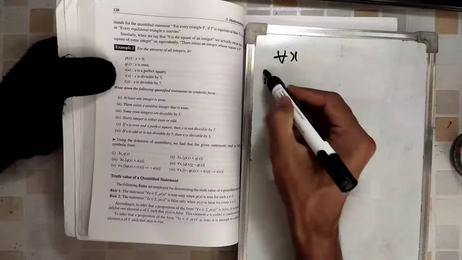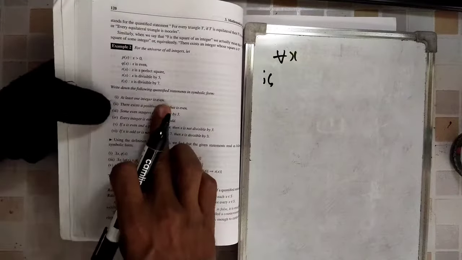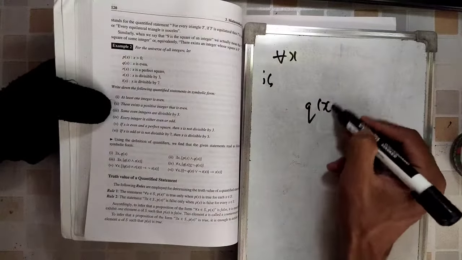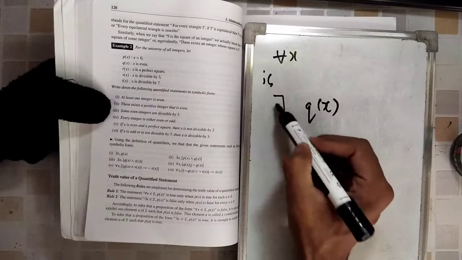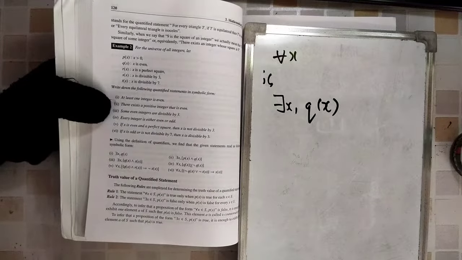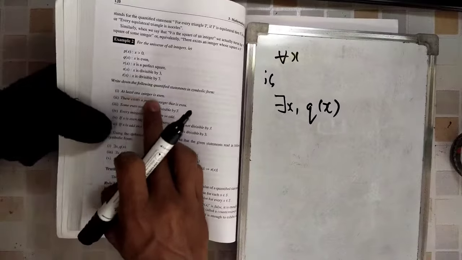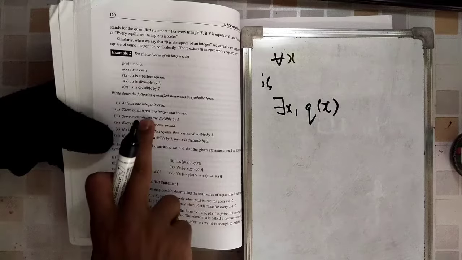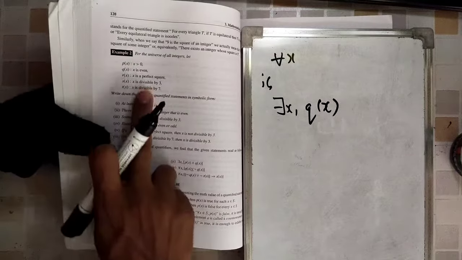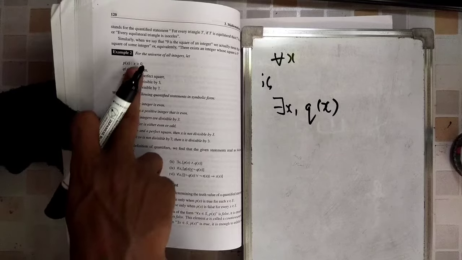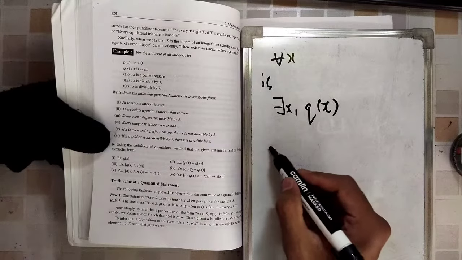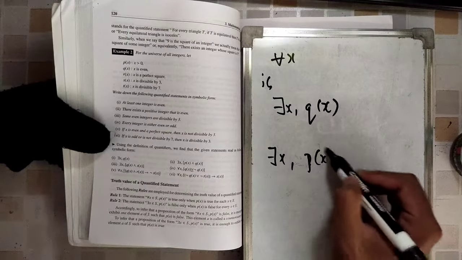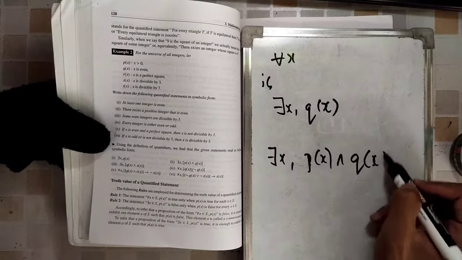First, they have asked: at least one integer is even. We know that q of x is even. So there exists x such that q of x. This gives us at least one integer is even. Then: there exists a positive integer that is even. It should be positive and it should be even. They have not mentioned positive here, but we know that x greater than 0 is positive. So there exists x such that p of x and q of x.